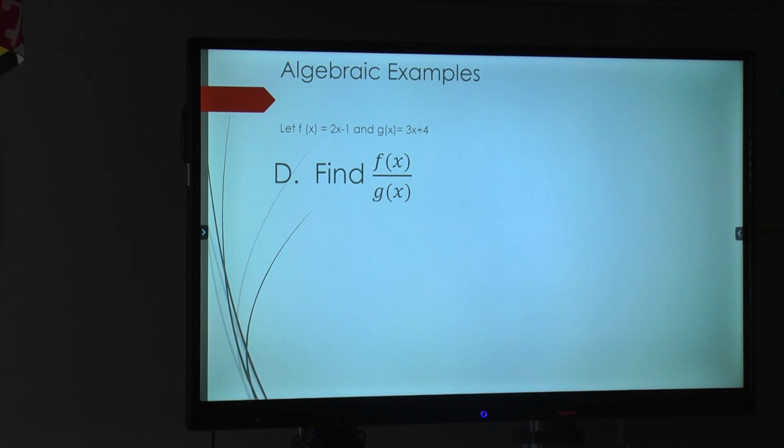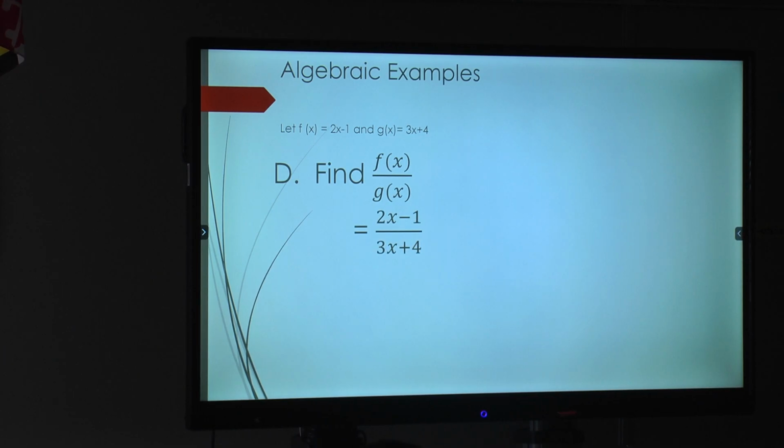D. What is the operation I'm looking at for D? Fraction, right? Find f of x over g of x. So f of x over g of x is a what? Fraction, but I'm talking about the operation. Oh, division. There you go, division. Fraction is not an operation. That's just how the problem is stated.